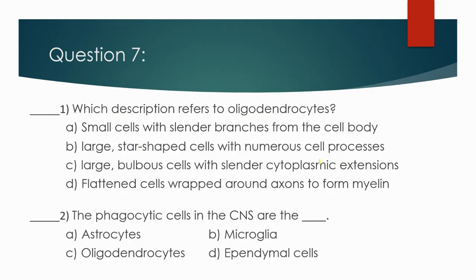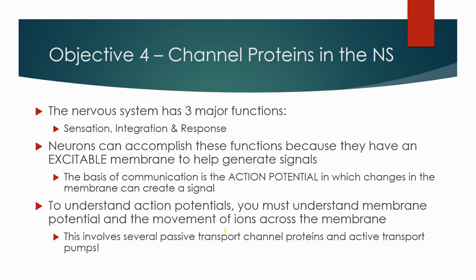So just a couple of questions before we wrap it up. Which description refers to oligodendrocytes? Small cells were your microglia. The star-shaped were your astrocytes. Flattened cells that form the myelin are your Schwann cells, and so the answer here is going to be C. And then the phagocytic cells in the CNS are your microglia. And that is going to finish up this video over Objective 3 in Chapter 12.